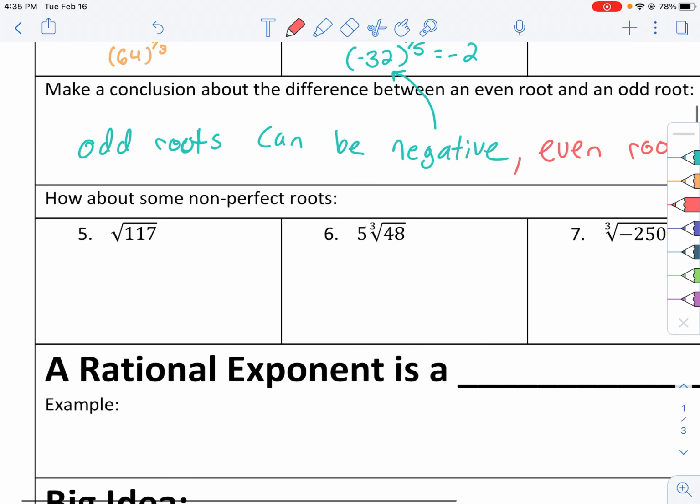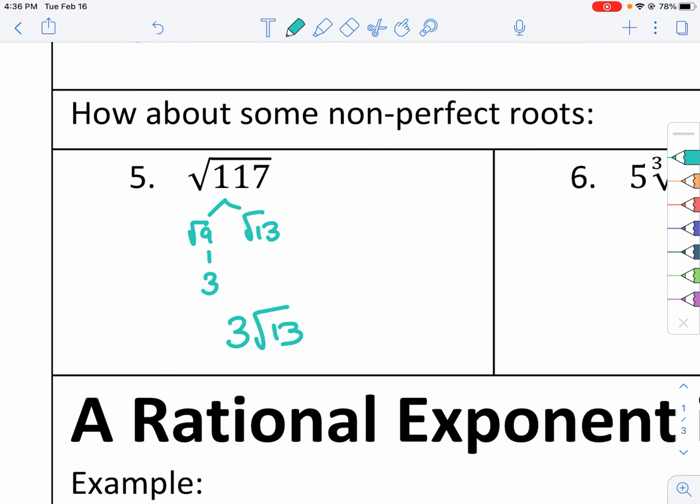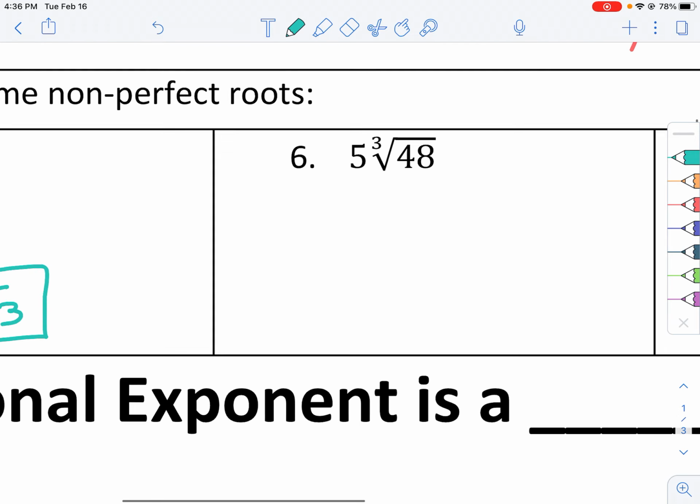So, how about some non-perfect roots? All right, the expectation here is that you guys are going to simplify these as far as possible. So this is the square root of 117. The perfect square that goes into this is the square root of 9, because 9 times 13 is 117. Square root of 9 becomes 3, so then we're left with 3 square root 13 as our answer.